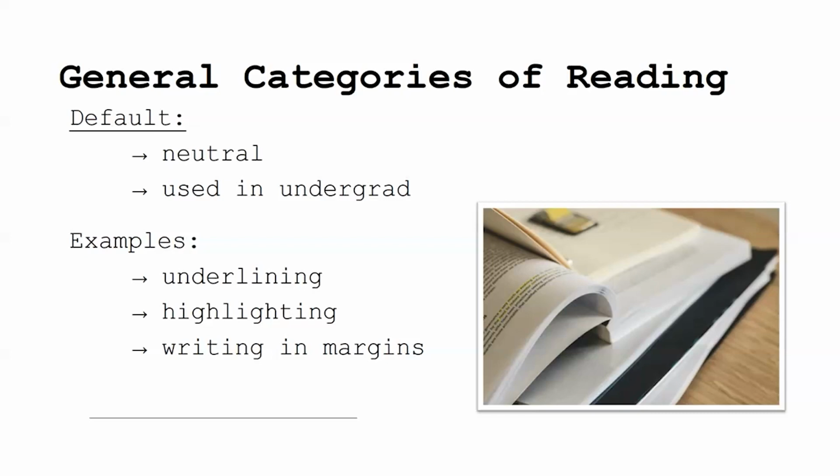There are three general categories of reading. The first we refer to as default. This is sort of just our natural go-to. Probably used it in undergrad. It's sort of a neutral read. I'm going to look at this text, see what I could learn. Some examples of default reading are things, frankly, that I still do: underlining, highlighting, writing in the margins. That's one category of reading.